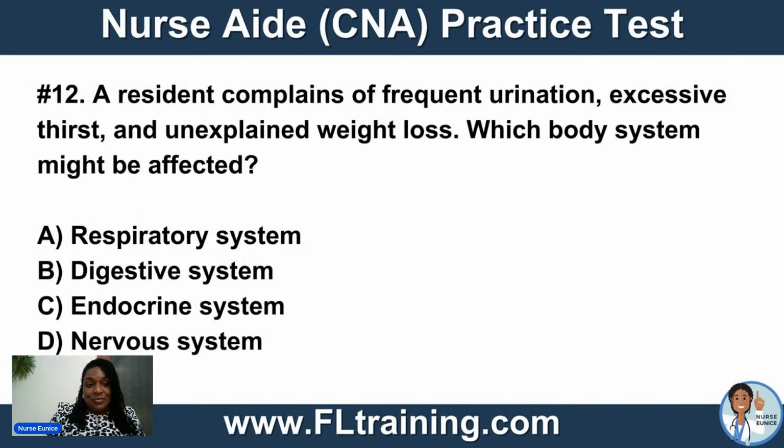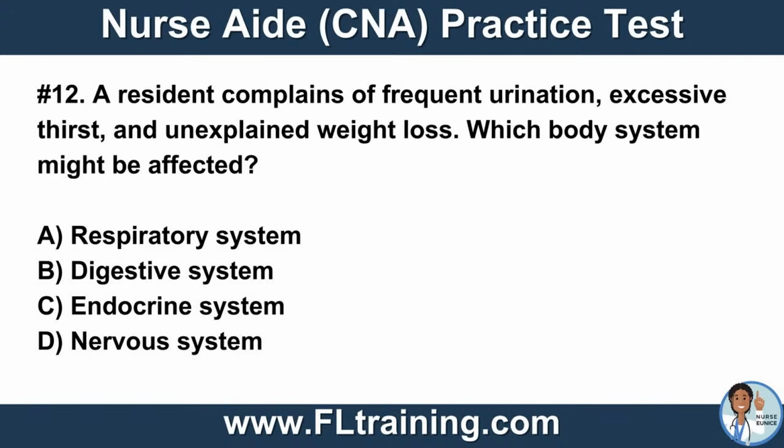All right, so our next one, team, question number 12. A resident complains of frequent urination, excessive thirst, and unexplained weight loss. Which body system might be affected? Is it the respiratory, digestive, endocrine, or nervous system? Frequent urination, excessive thirst, and unexplained weight loss. These are classic signs of a disorder. What system would be impacted?